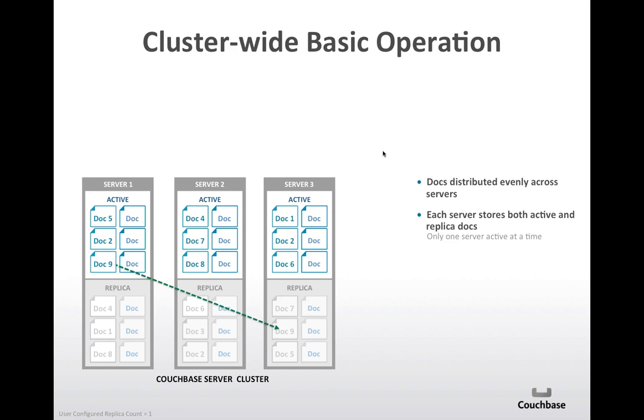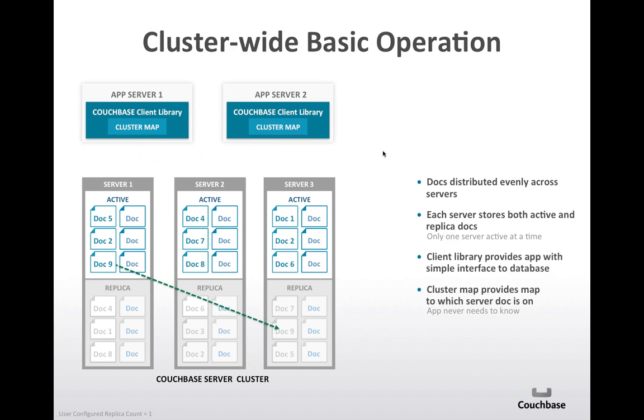After the application server comes online, let's say that we have two app servers, app server 1 and app server 2. We have the client libraries installed on them. These are called smart SDKs. The reason we call them smart SDKs is that they have information about the cluster map, so the partition map is included in the client library.